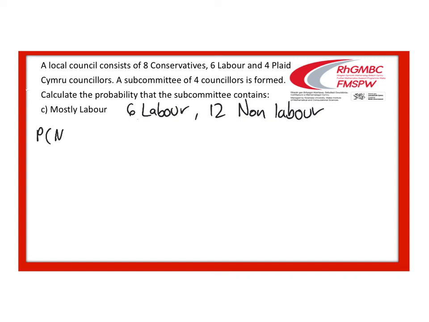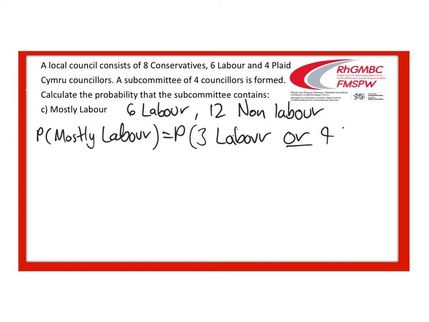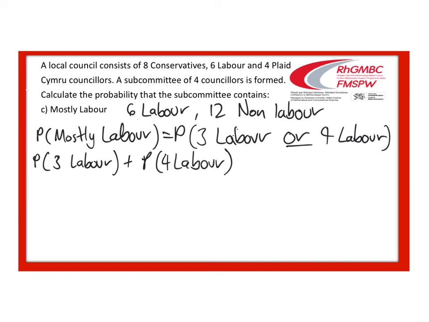Okay, so the probability of mostly Labour would be equal to the probability of 3 Labour or 4 Labour. Now, the or is important here because I'm saying one thing can happen or another thing can happen. So I'm going to total up, I'm going to add, I'm going to sum those probabilities. So what we're going to say is, okay, probability of 3 Labour plus the probability of 4 Labour.